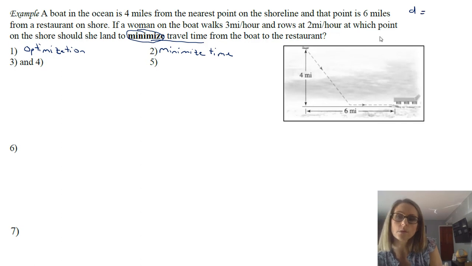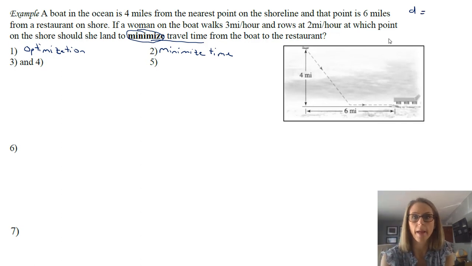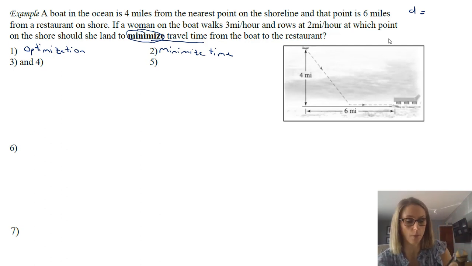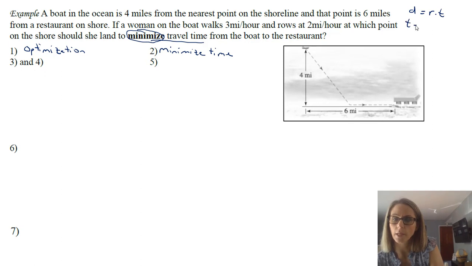And something that we'll want to remember, I'll put it up here on the side, is that distance equals, because this is a problem, notice that there are rates here, and also something in miles. So the word minimize travel time is really what tells us that this is not related rates, that this is optimization. So distance equals rate times time. So time equals distance divided by rate.